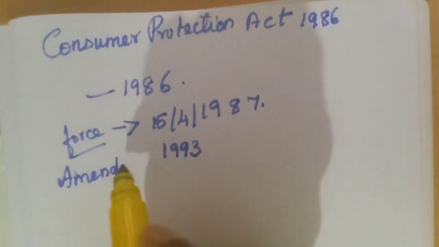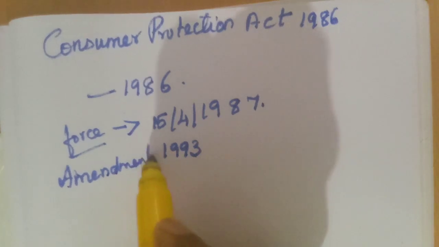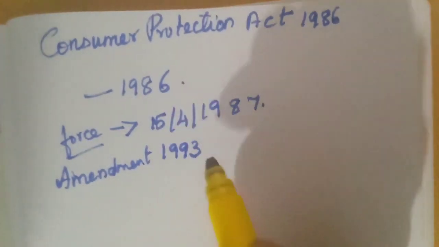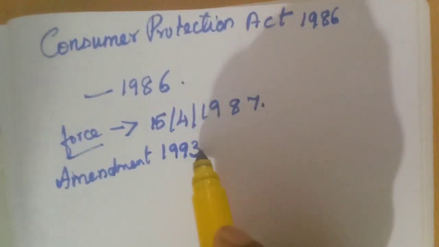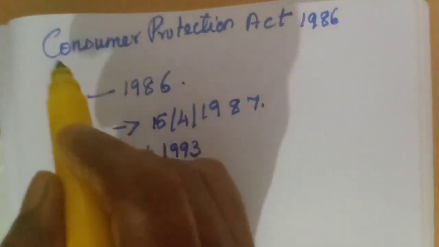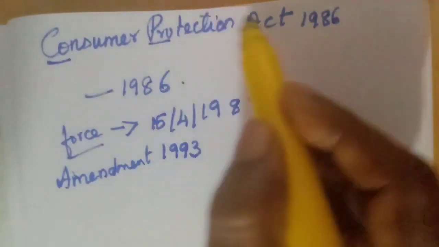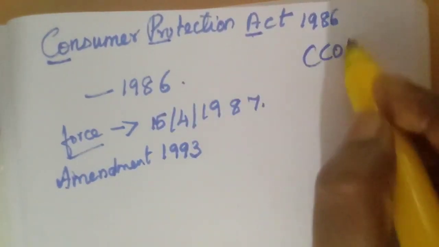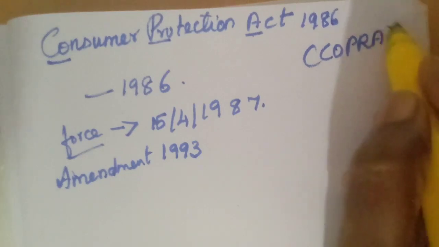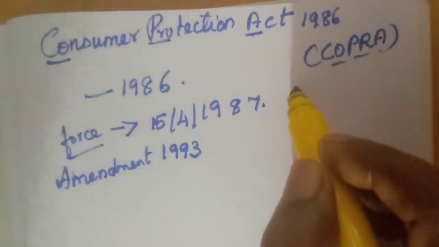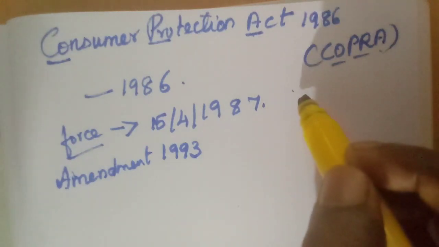Amendment means they have made some changes, amended the act. If they make any changes in the act, that is called an amendment. That was done in 1993. In short, the Consumer Protection Act is called COPRA.